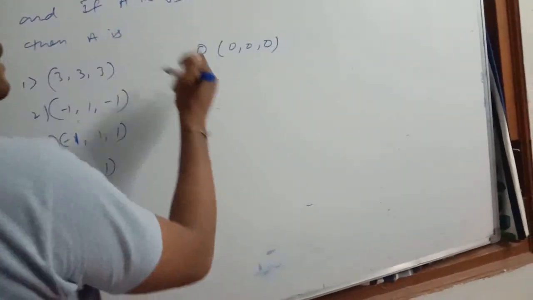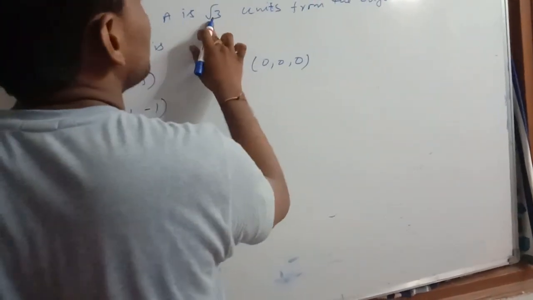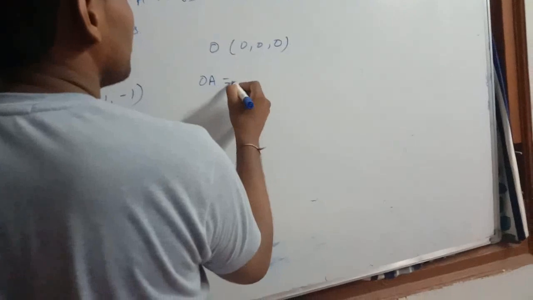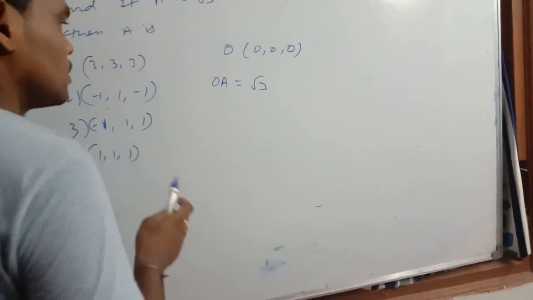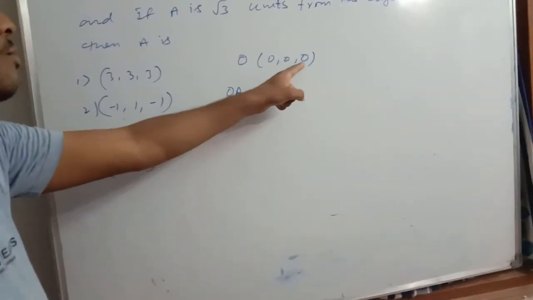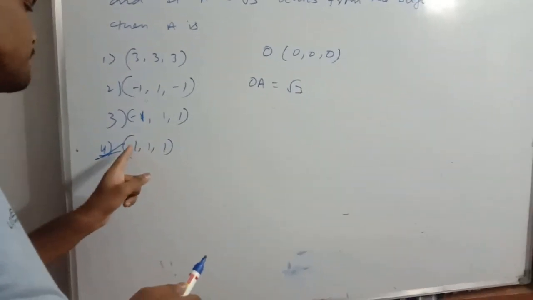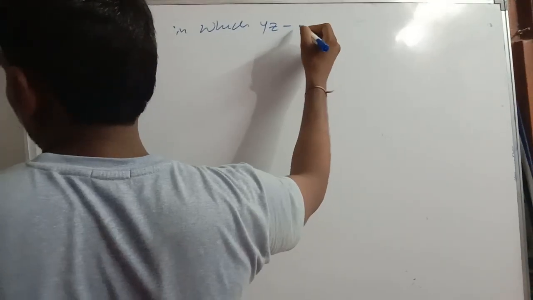Now A is root 3 units from origin. Now this is OA is equal to root 3. Now the answer is 1, 1, 1. Now find out O is the origin, O 0, 0, 0, and this is 1, 1, 1.